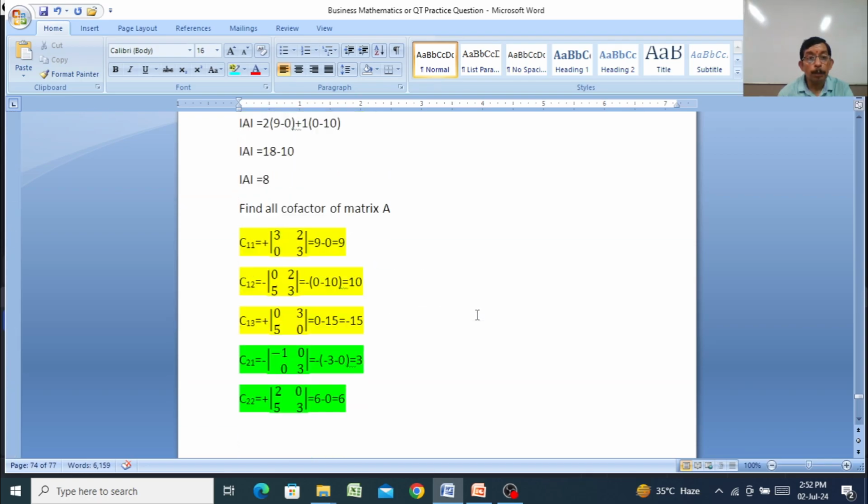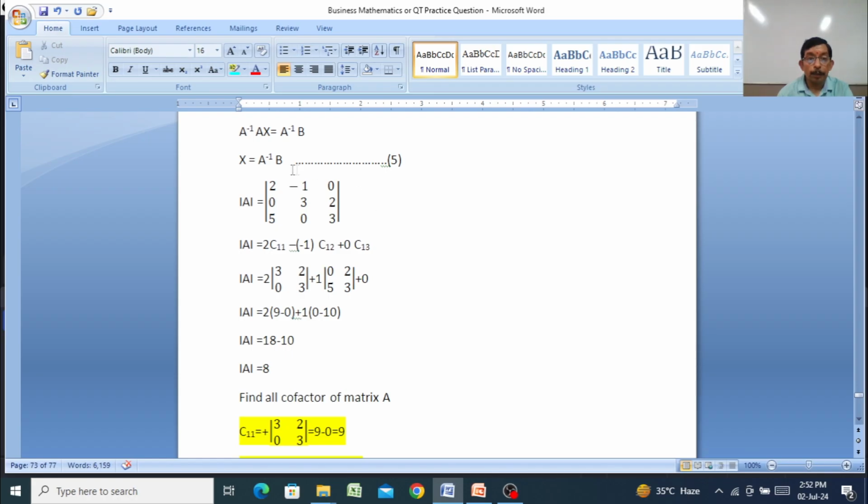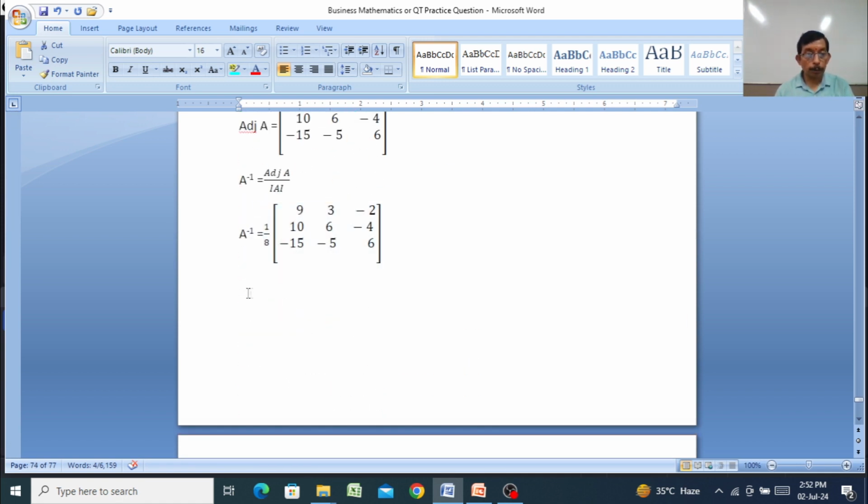Now from equation number 5, X is equal to A inverse B. Now put the value of A inverse and B, after the multiplication, in the next step.